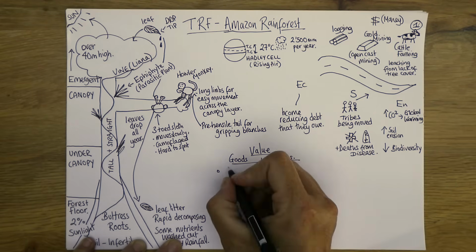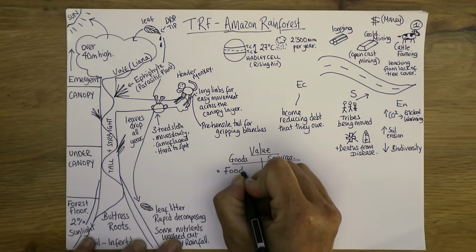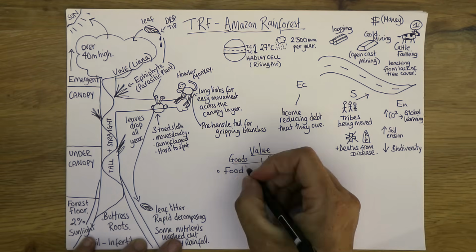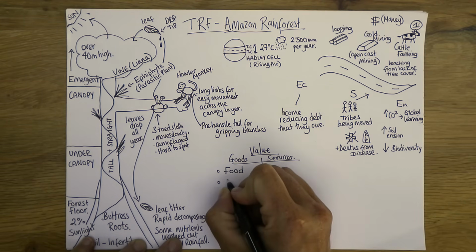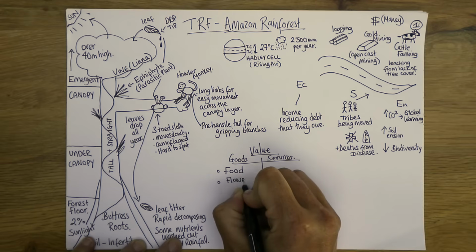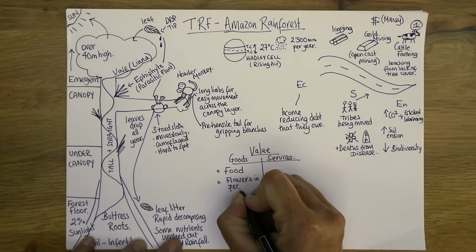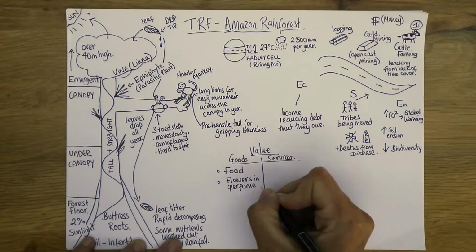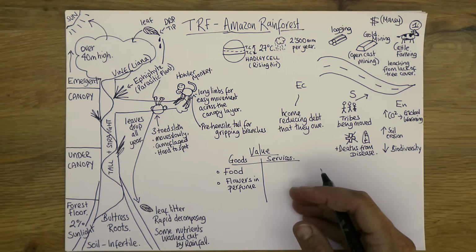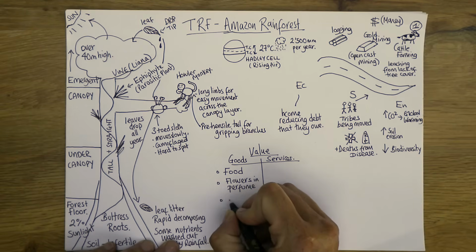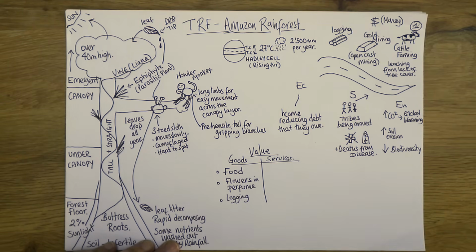So on one hand, it's food, in the obvious, vegetation, animals, etc. The flowers are often in perfume. So if you go to a nice perfume shop here in the UK, it's likely that you are purchasing a perfume that has got flowers and scents from the rainforest in it. Obviously, one of the goods that you can sell as well is the timber itself.